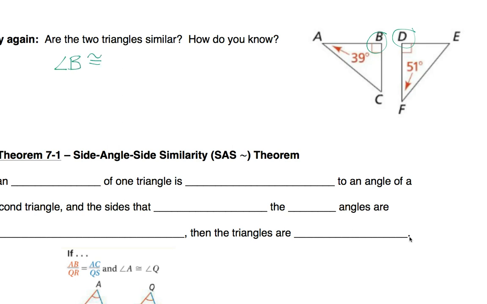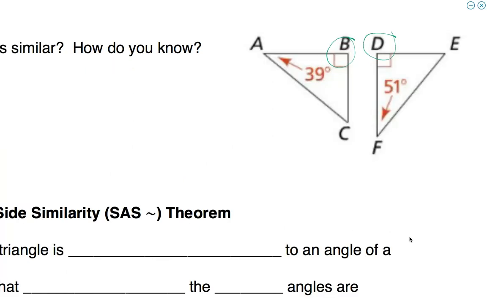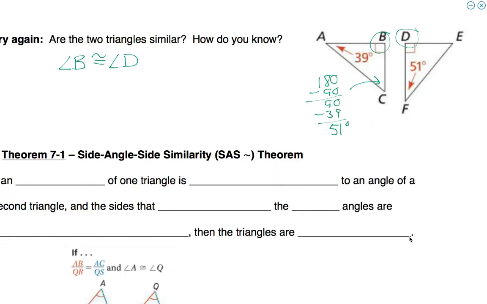Angle B is congruent to angle D. And I'm going to try and expose angle C here, which is 180 minus 90, which is 90, minus 39, which is 51 degrees. That time we got it. Angle C is congruent to angle F. So check, yes, they are similar because of angle angle similarity.